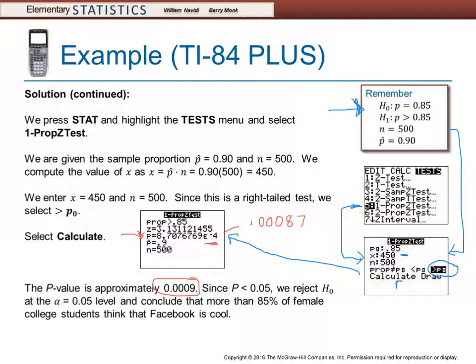so when we round to 4 decimal places, it gets to be about 0.0009. And since the p-value is less than 0.05, we reject H naught at the 5% level. If the level was different, we would be rejecting it at that different level. And conclude that more than 85% of the female students think that Facebook is cool. So it looks like the executive can now advertise that more than 85% of the female college students think that Facebook is cool.